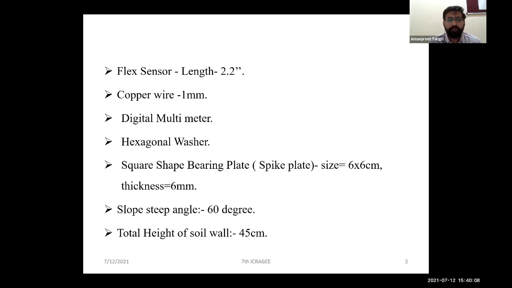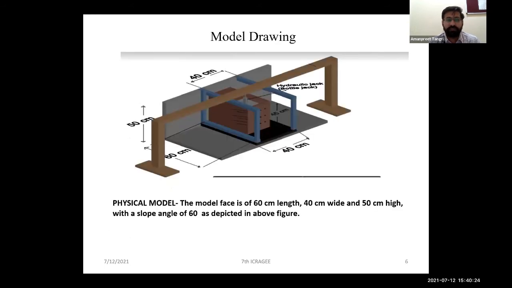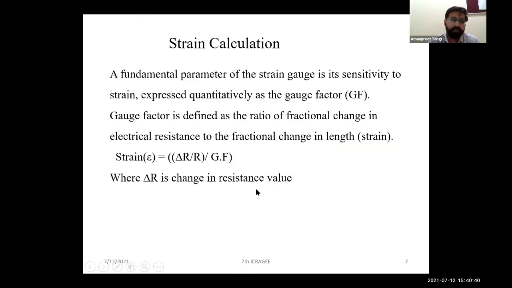The slope angle was considered as 60-degree, as the flexible facing could be used for a maximum slope angle of 70-degree. So for that, we had kept it as 60-degree. Total height of the soil wall was 45 centimeter. This is basically the model drawing in which this is our loading frame. From this, the hydraulic jack was put up, which was basically putting up the load. And the nails were taken in three various patterns.